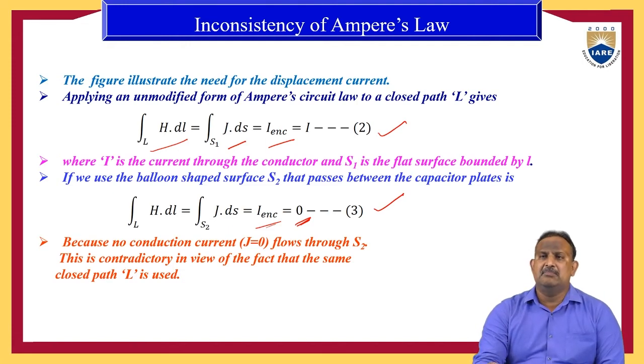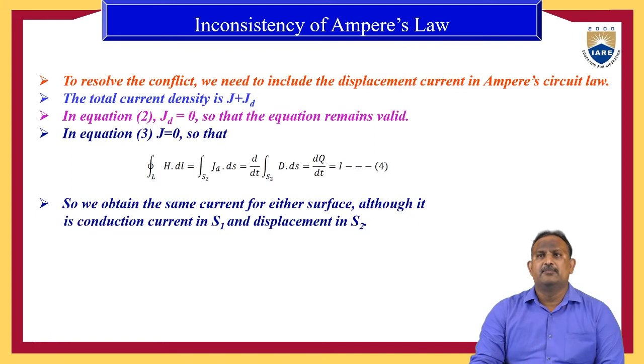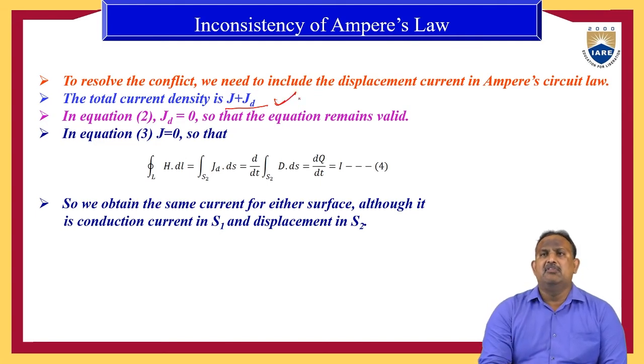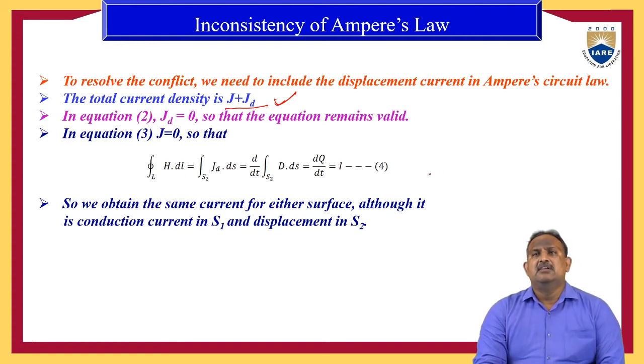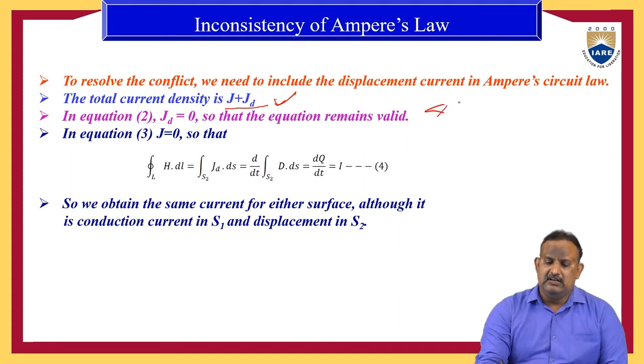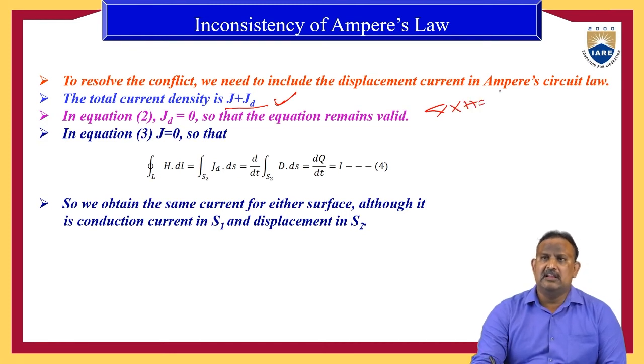We can avoid the inconsistency by adding an extra term to the equation. By adding a term JD to the current density, the total equation becomes del cross H equal to J plus JD. If the displacement current density JD equals 0, then we have the actual Maxwell equation, del cross H equal to J.